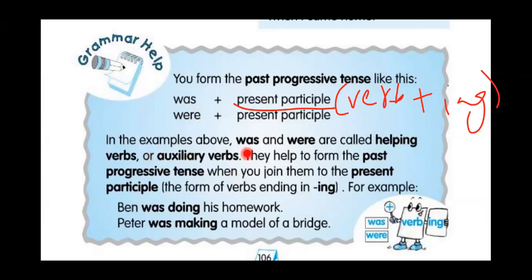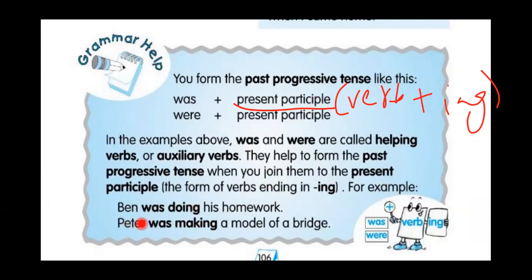Now see over here. Was and were are called helping or auxiliary verbs. What are was and were? Repeat with me: helping or auxiliary verbs. Very good. They help to form the past progressive tense when you join them to the present participle, in the form of verbs ending in ing. The same thing is explained over here, what I explained just now.